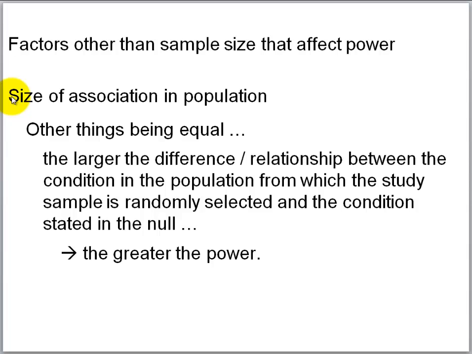on power is the size of association in the population. Other things being equal, the larger the difference, or we can say the larger the relationship between the condition in the population from which the sample is selected and the condition stated in the null, the greater the power. So what we're really saying here is other things being equal, when we've got a large difference or relationship in the population, we're going to have greater statistical power.